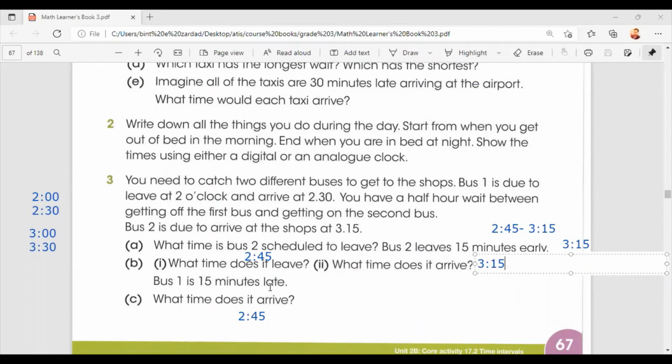Bus 1 is 15 minutes late. So if bus 1 is 15 minutes late, what time does it arrive? If it is 15 minutes late, it means its starting time is 2:15. The normal time is 2 o'clock and 2:30 arrival time, but now 15 minutes late, so the starting time is 2:15 and arrival time 2:45.